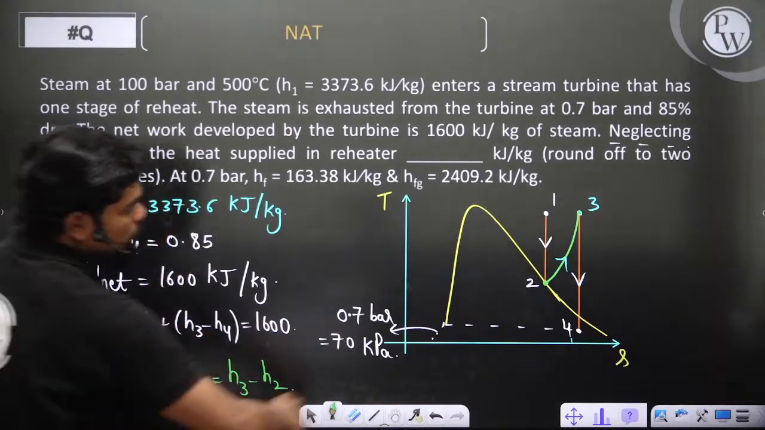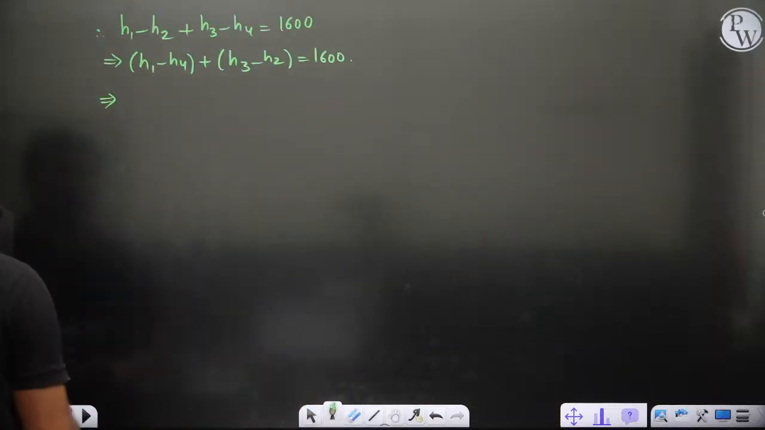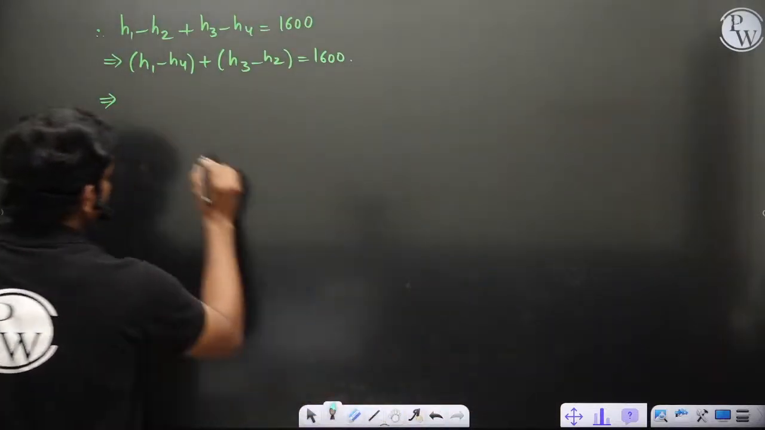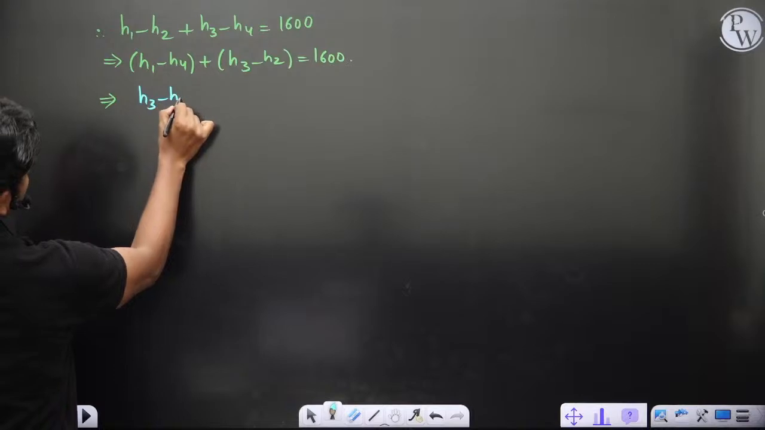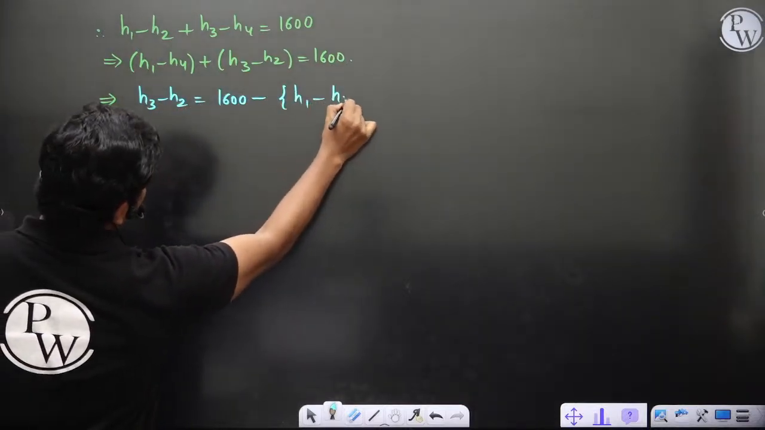So for that, you should know what is H1. You also should know what is this H4. Okay, so H1 minus H4. Therefore, you can write one equation: H3 minus H2 is equal to 1600 minus H1 minus H4. Now, how will you calculate this?